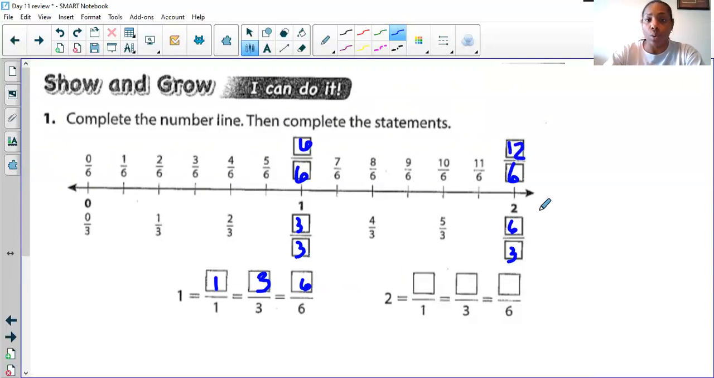Now let's take a look at our 2 whole right here. So 2 equals 2 over 1, 6 over 3, and then 12 over 6. So literally, if you take a nice close look, here are 1, 3, 6. So they did 1 times 3 is 3, and then 3 times 2 is 6. And then right here we have 2 times 3 is 6, and then 6 times 2 is 12.